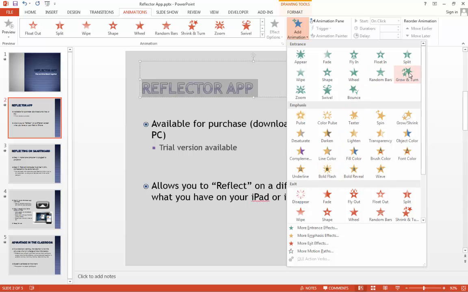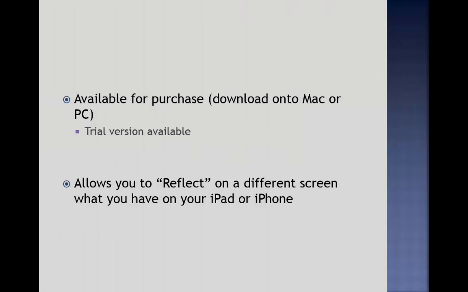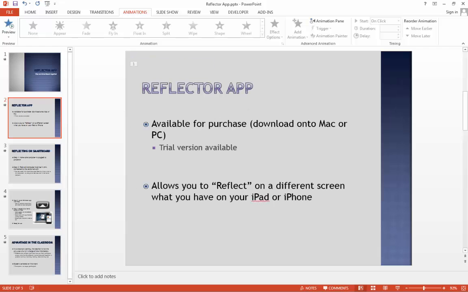So we are going to tell it to come in by doing a wheel. Just like that. And under the duration, we are going to say half a second. Let's see how this plays. And there is our animation right there. You can do that for all your text.